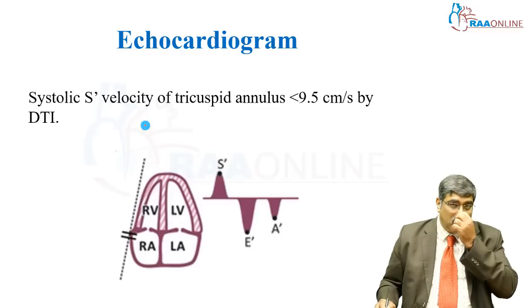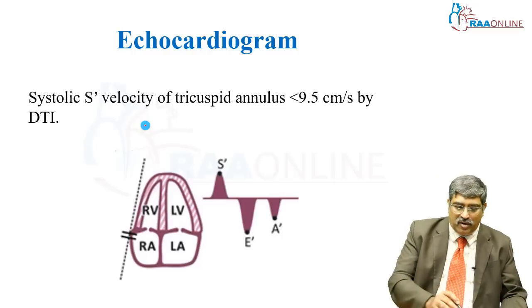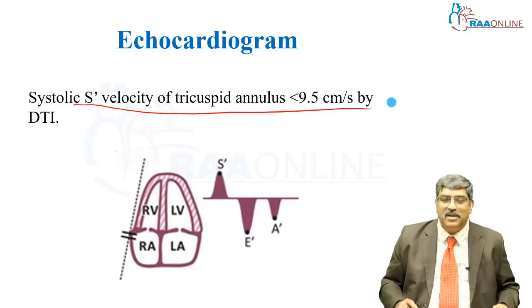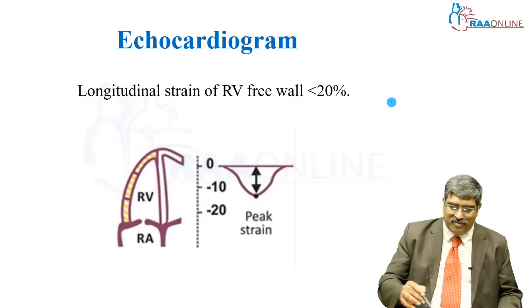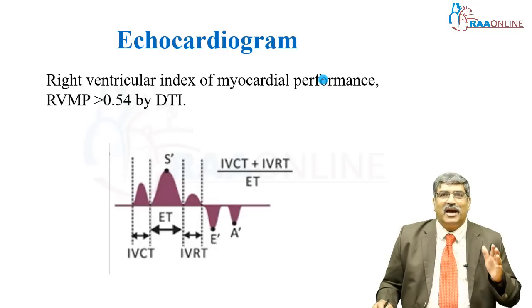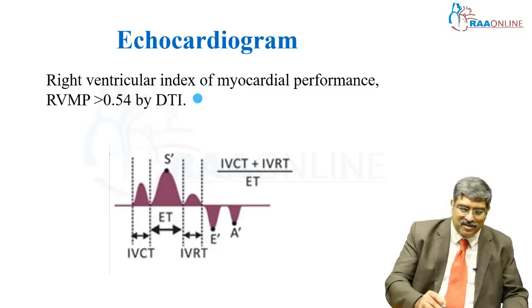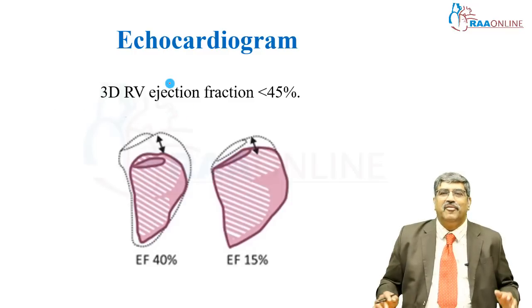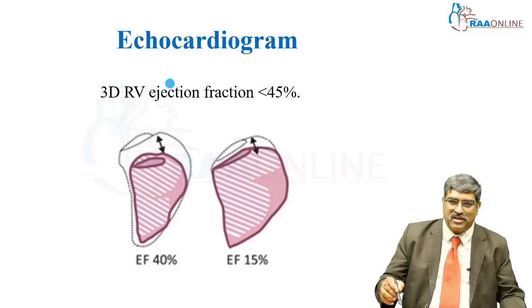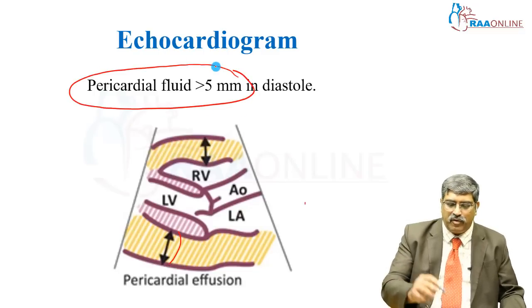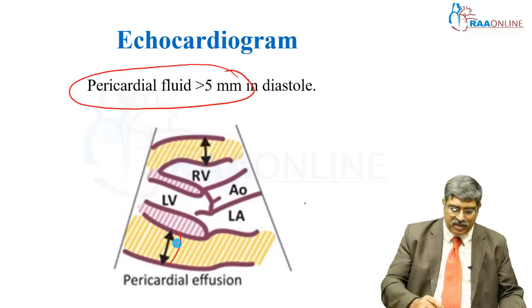And coming to Doppler tissue imaging of the right ventricle, your S prime velocity will be less than 9.5 centimeter per second. Longitudinal strain of the RV free wall is less than 20%. And your myocardial performance index, which is the Tei index, will be greater than 0.54 by tissue Doppler imaging. These are all the various indices to say right ventricular dysfunction is there, and your ejection fraction will be less than 45%. And whenever failure is there, pericardial fluid is greater than 5 mm diameter in diastole.